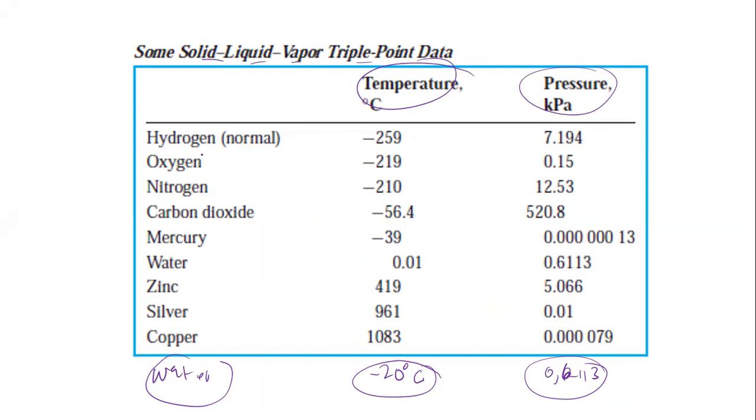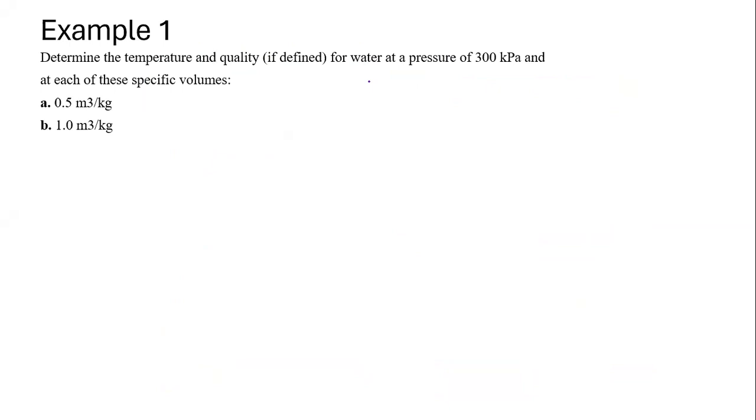But for other substances, for example, for normal hydrogen, we have this temperature and that pressure. For oxygen, we have this temperature and that pressure. Remember, we have different substances, we have different pure substances. We cannot only talk about water, we need to account for other substances as well based on their pressures and temperatures under these conditions, okay? So in the next video, we'll look at the examples. Then thank you.